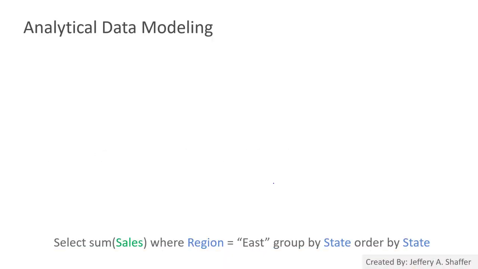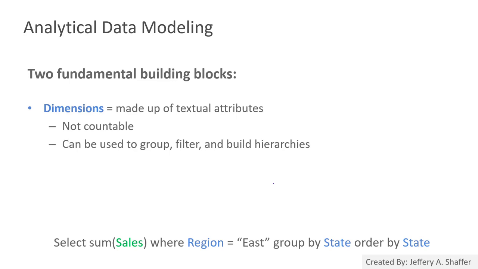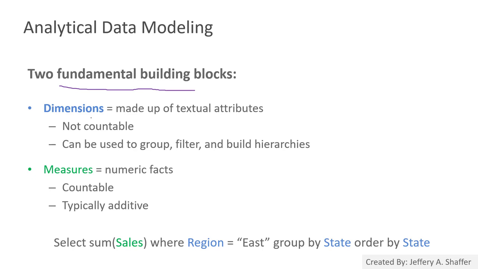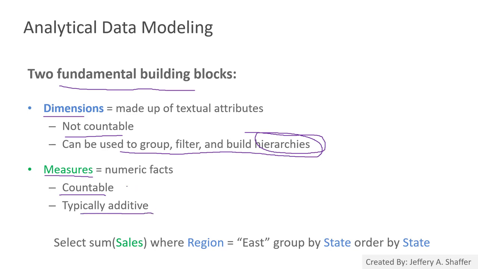So I think we already mentioned this in our first week, that in Tableau there are two types of data. We have dimensions, and we also have measures. Dimensions are categorical data. The data cannot be counted and can only be used to group, filter, or build hierarchies. We'll see what that means later. We also have measures. Those are countable, and we can do calculations on them. Normally those are numbers.